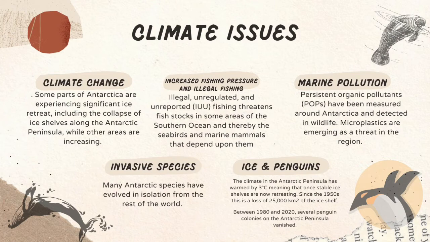And lastly, ice and penguins. Ice shelves are the floating extensions of a grounded ice sheet. One of the largest ice shelves, the Ronne-Filchner, covers an area slightly smaller than Spain. Each summer, a significant amount of meltwater is produced, which can only be tolerated so long before the ice shelf will weaken and retreat. Climate in the Antarctic Peninsula has warmed by 3 Celsius, meaning that once stable ice shelves are now retreating. Collapsing ice shelves could lead to several feet of sea level rise by 2100, and between 1980 and 2020, several penguin colonies on the Antarctic Peninsula vanished.